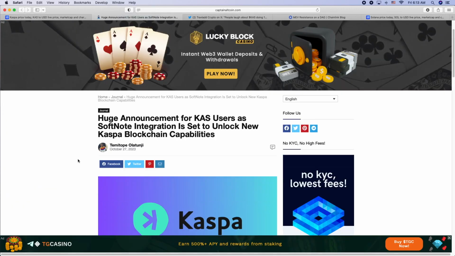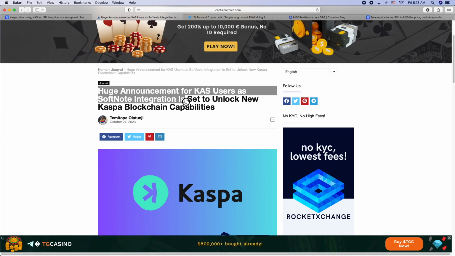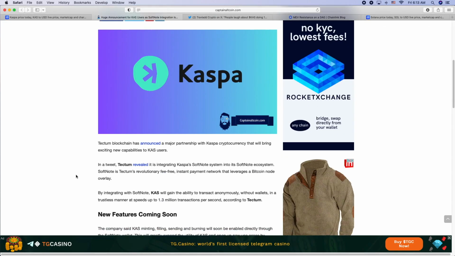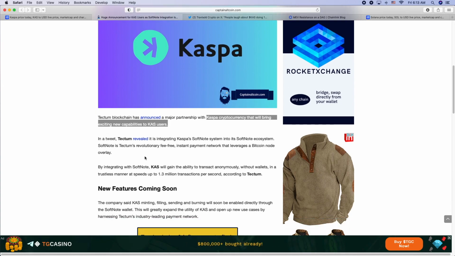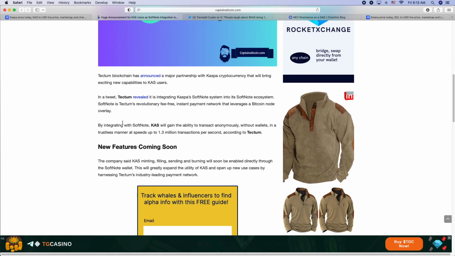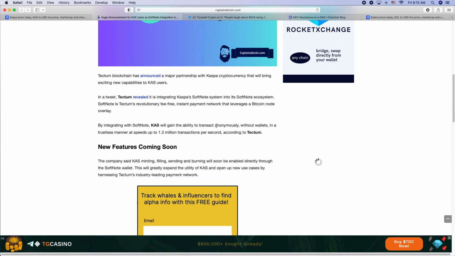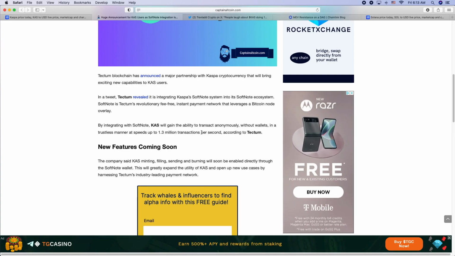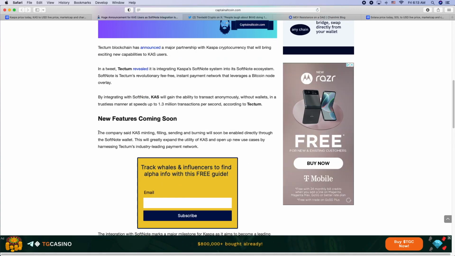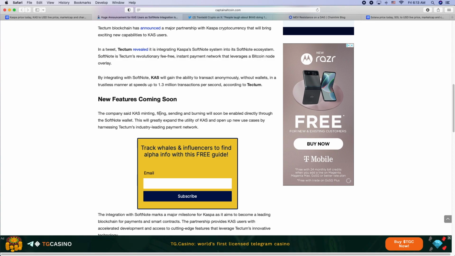Right here on CaptainAltcoin.com: huge announcement for Kaspa users, SoftNote integration is set up to unlock new Kaspa blockchain capabilities. Tectum Blockchain has announced a major partnership with Kaspa cryptocurrency that will bring exciting new capabilities to Kaspa users. In a tweet, Tectum revealed it's integrating Kaspa into its SoftNote ecosystem. SoftNote is Tectum's revolutionary fee-free instant payment network that leverages a Bitcoin node overlay. By integrating with SoftNote, Kaspa will gain the ability to transact anonymously without wallets in a trustless manner. It speeds up to 1.3 million transactions, according to Tectum. So some of this stuff is according to them. I'm not saying all this stuff is complete fact. The company said that Kaspa minting, filing, sending and burning will soon be enabled directly through SoftNote wallet.